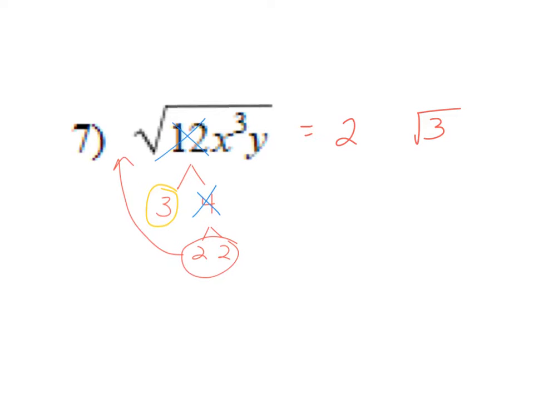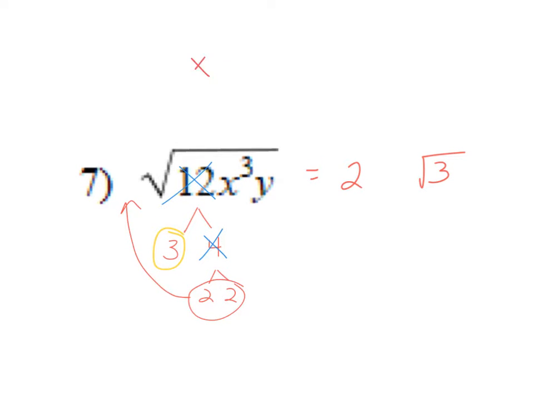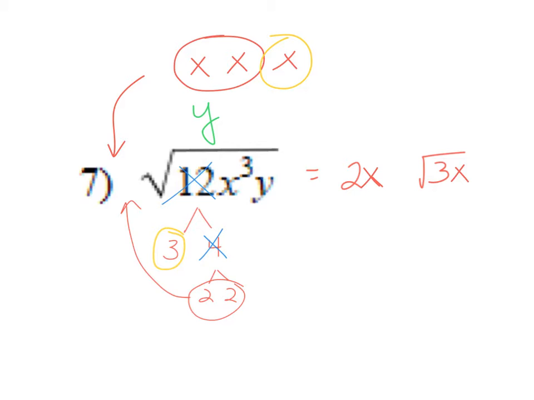All right, so now I'm looking at my x's. I've got x to the third. So that means there are 3 of them. I can pair up and move out one set. So I've got one x on the outside. This poor little guy didn't have a buddy, so he's stuck on the inside. All right, now let's take a look at your y's. I only have one y. He does not have a buddy. He cannot go anywhere. So the y stays on the inside, and this would be your answer.